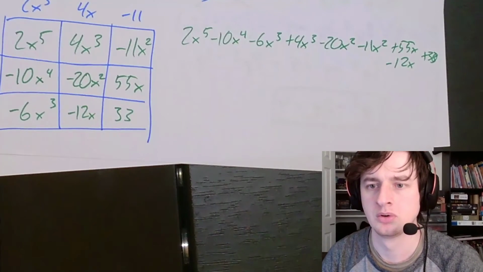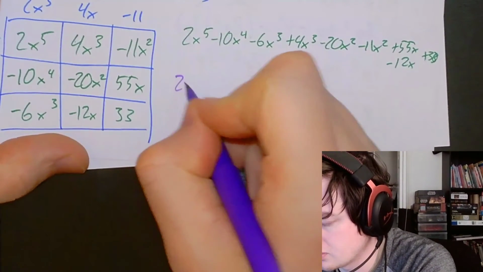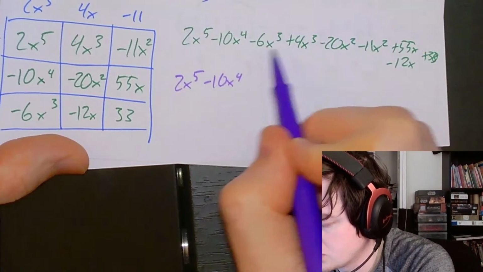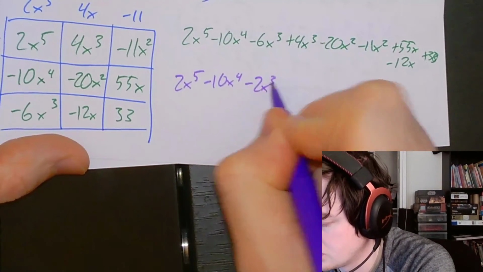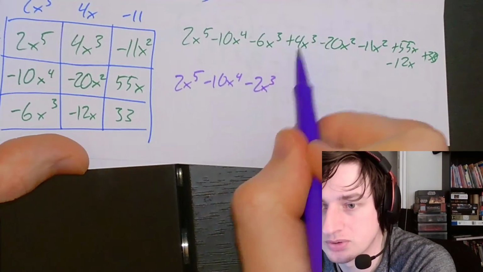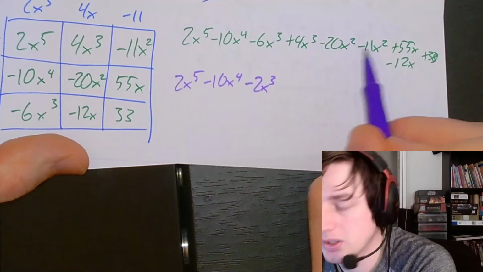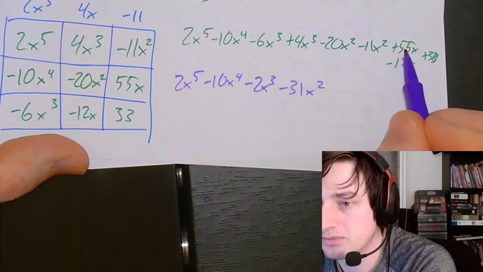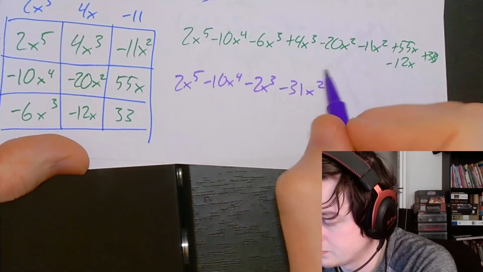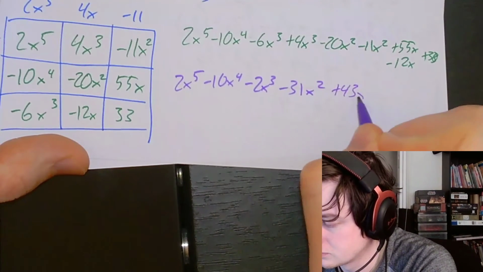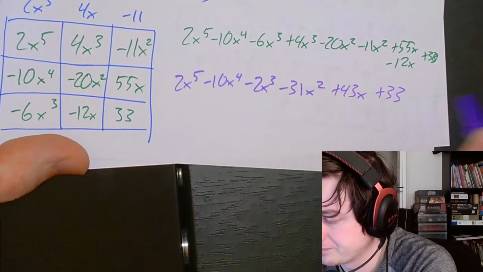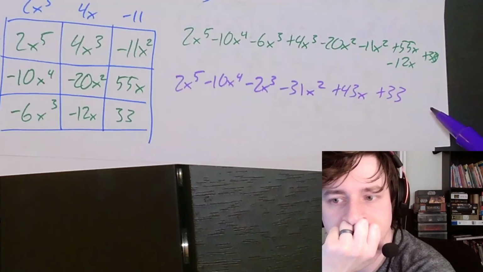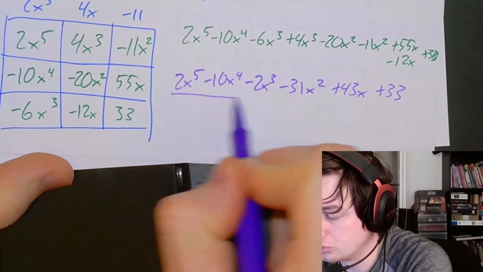So 2x to the 5th doesn't combine, 10x to the 4th doesn't combine, the x cubes do combine, minus 2x cubed, negative 6 and a positive 4, minus 2. And then 20 and 11, minus 31x squared. 55 minus 12, 43. And then plus the 33. And that would be our new polynomial.